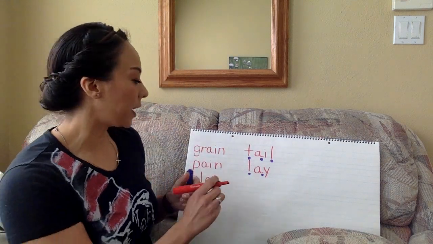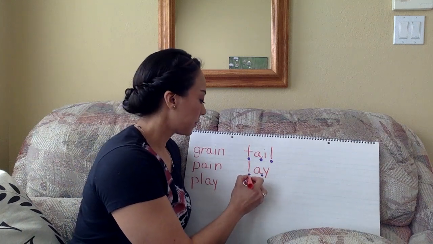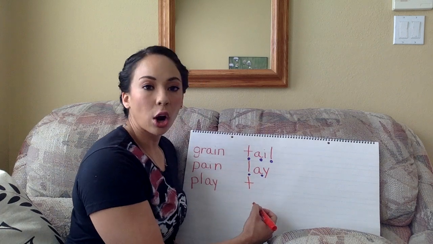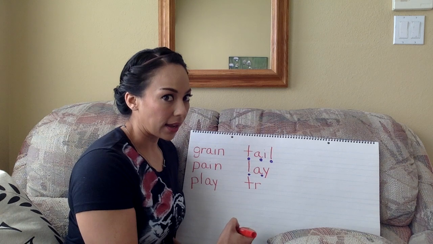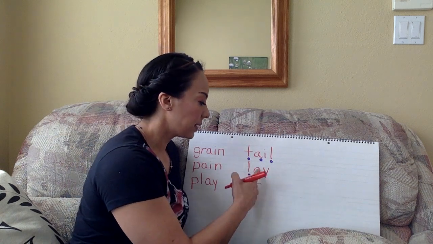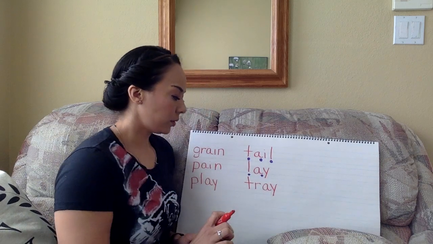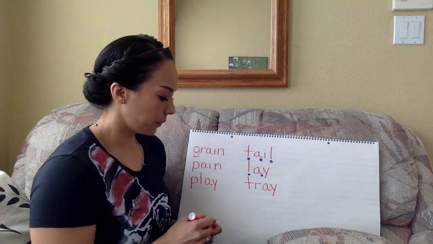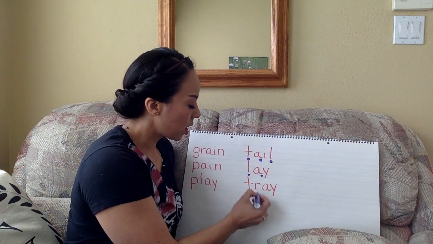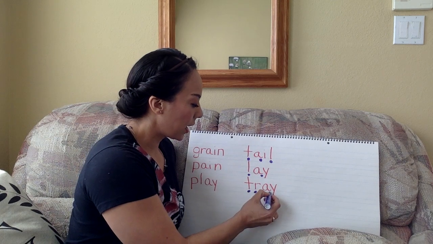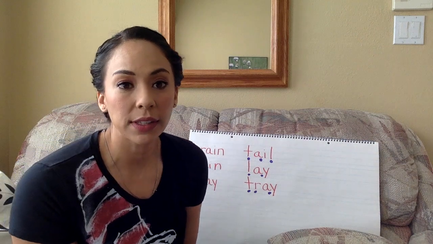Okay, let's write it together. Here we go. I said the first sound is T. Then R. And the last sound is A. At the end of a word, we use A-Y. Tray. Let's make sure we have all the sounds. T. R. A. Very good.